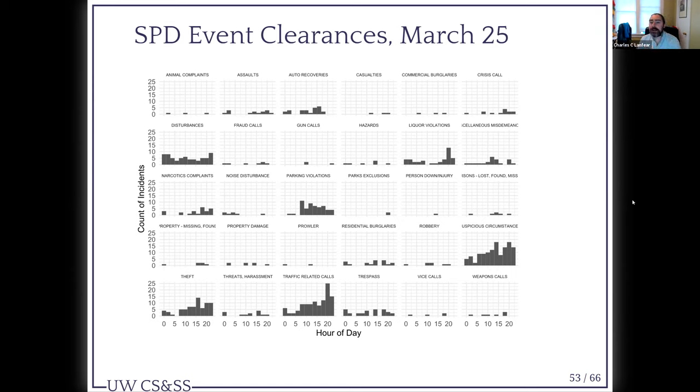So if I was going to show this plot to people, I would probably not want my data organized this way. I might instead want some of these less common, rare things to be shown last, and the more common things the SPD responds to to be shown earlier on. So things like traffic calls, suspicious circumstances up at the top, and rare stuff like parks exclusions shown down in the bottom right. To do that, to reorganize the facets, we've got to play with some factors.